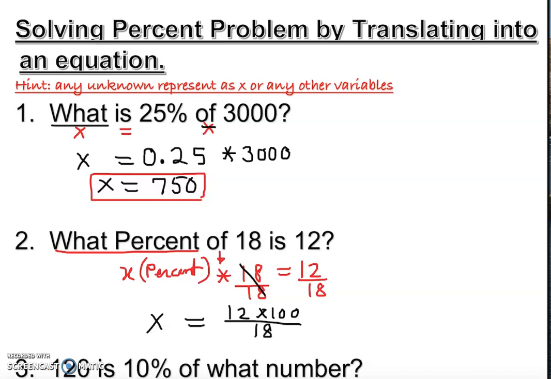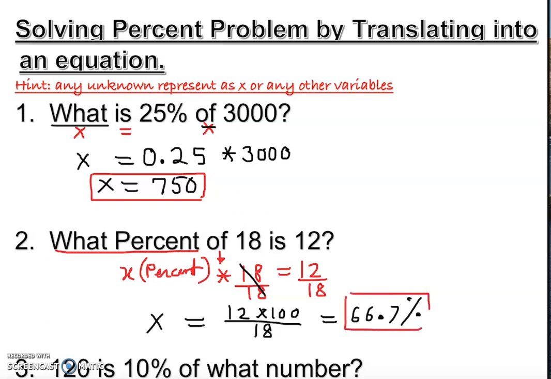Some will say, how do you get the 100? Remember, we're looking for percentage, so we must multiply by 100, or if you can convert into decimal, you move the decimal to the right. Okay, so that would give us 66.7 with the percentage symbol. We must add the percentage symbol, otherwise our answer is not going to be correct.